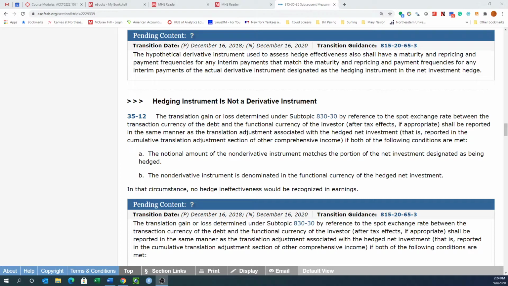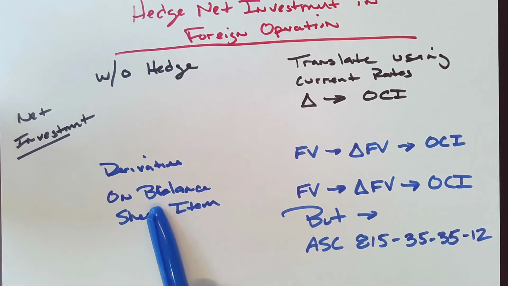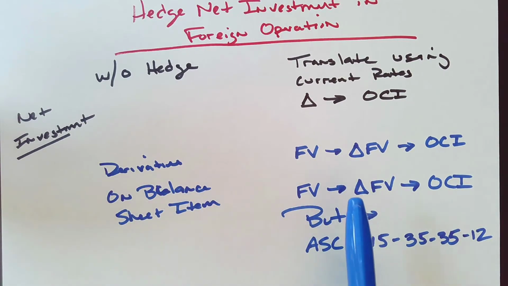All right? And B, the non-derivative instrument is denominated in the functional currency of the hedged net investment. So if my net investment is in the euro, then the non-derivative instrument also has to be in the euro. I can't use a different currency. So it has to be identical. Then, and only then, do you get this favorable accounting where for the on-balance sheet hedge, changes in fair value go through OCI.